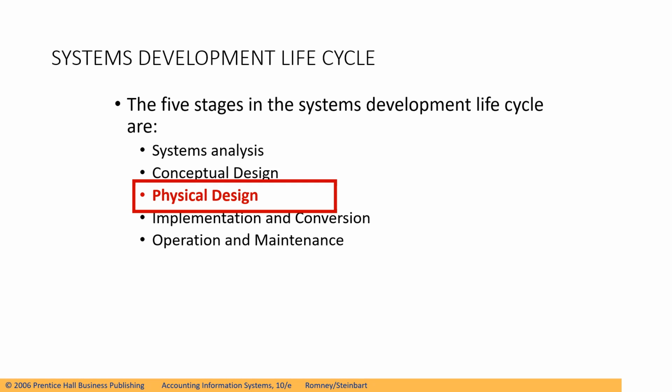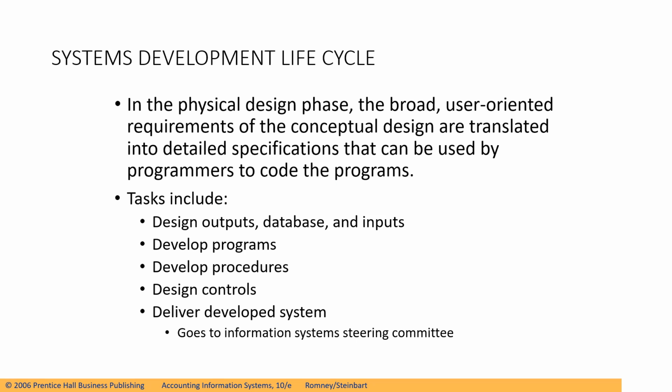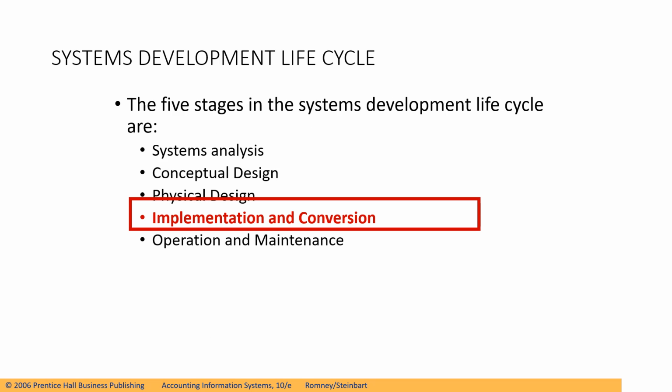Now let's go to the third stage in the system development lifecycle, which is the physical design. So in the physical design, this very broad, user-oriented requirements of the conceptual design, they are translated into detailed specification that can be used by programmers to code the programs. So the tasks include here the design of the output, the database, the input. You also develop programs, develop the procedures, the design, the control, and you also develop system. So it goes to Information System Steering Committee.